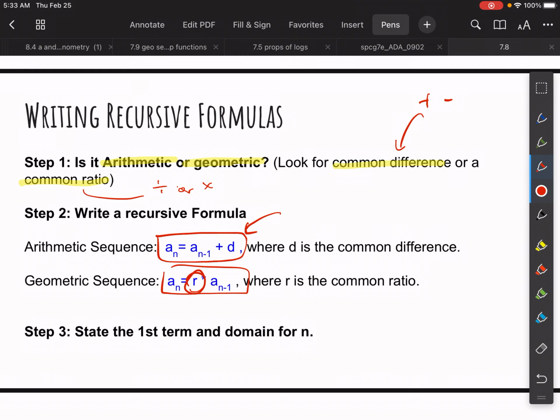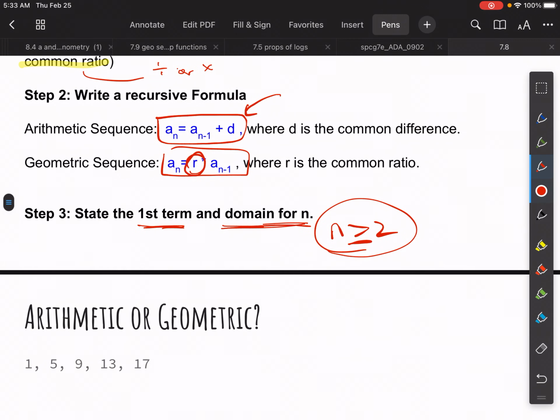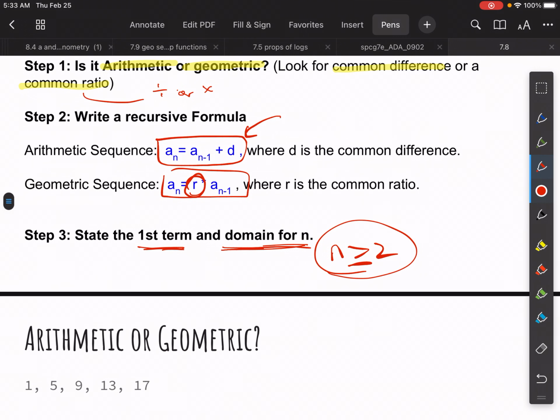And then step 3 says that part of the recursive formula always includes the first term and then the domain for n. So what are the possibilities for n? Typically, you would plug in numbers that are bigger than or equal to 2, because you usually have to start with the first term. I don't know when you would not do this unless you wanted to go backwards in a sequence, right? So for today, I don't think we're going to be going backwards in a sequence. So for most of them, if not all, the domain is going to be: I can plug in whatever I want that's 2 or more for n.